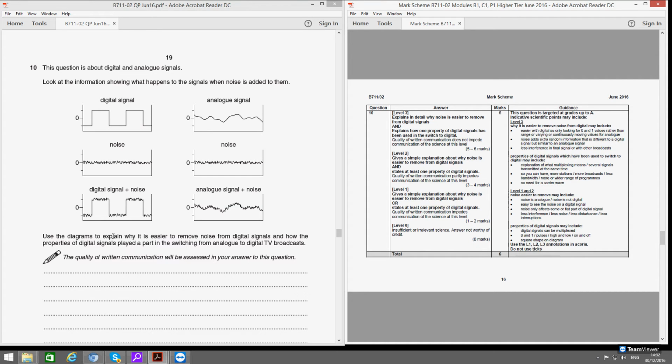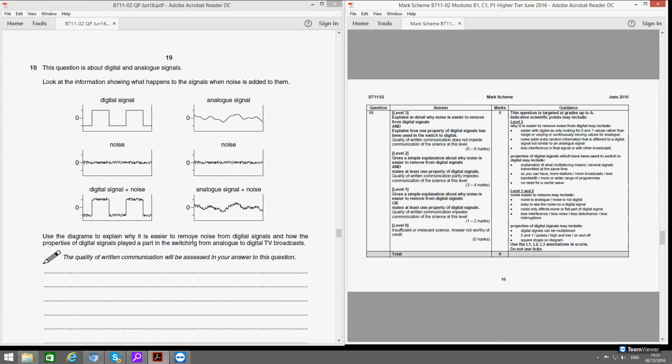Use the diagrams to explain why it's easier to remove noise from digital signals and how the properties of digital signals played a part in the switching from analog to digital TV broadcasts. There's 2 parts to this question.